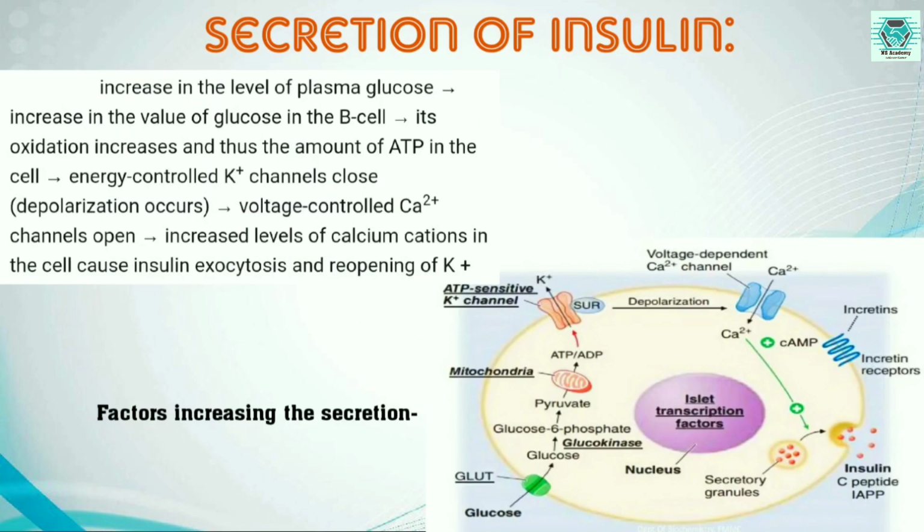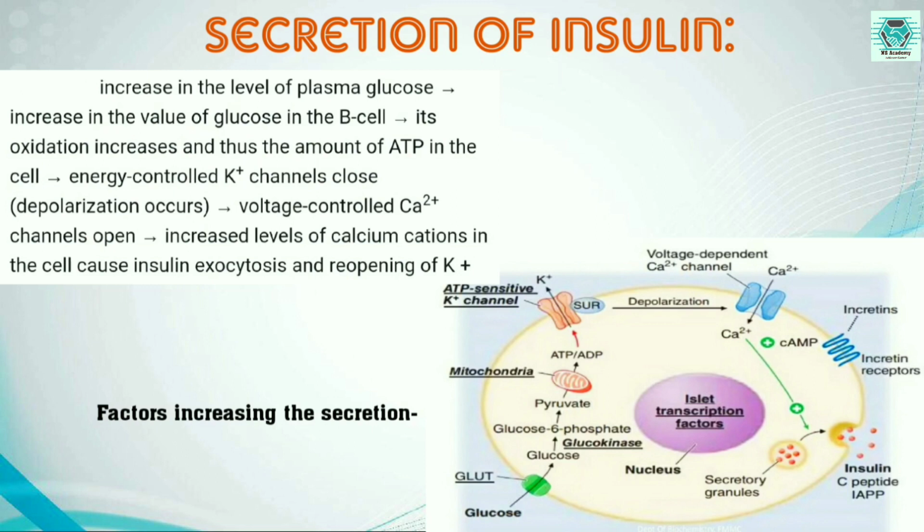In the diagram, we can see how the insulin is synthesized. From pre-proinsulin there is proinsulin and then the insulin. Insulin secretion has a pulsatile character, and its main stimulus is an increased blood glucose level.